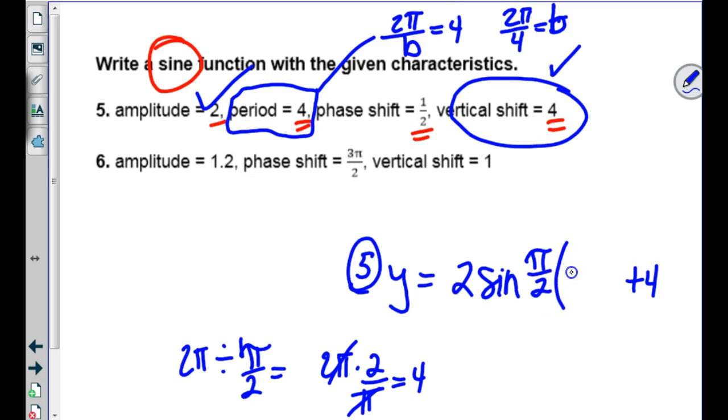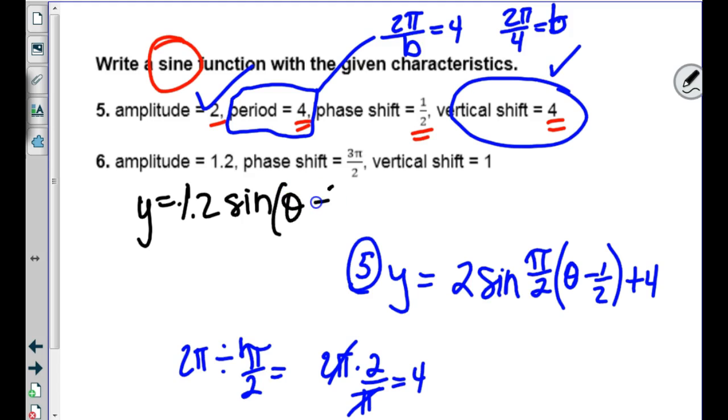And then the phase shift goes inside here, so I'm going with minus 1/2. Yeah, I think they want it to go to the right, so we're going to do minus 1/2. That's not clear. I would have written words. All right. I think we're better on 6. Can anybody do 6 real fast? Does it have a crazy period? No, so we're going to assume it's the same. 1.2 sine theta minus 3 pi over 2 plus 1.